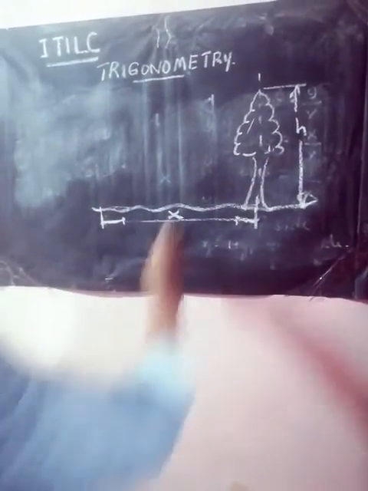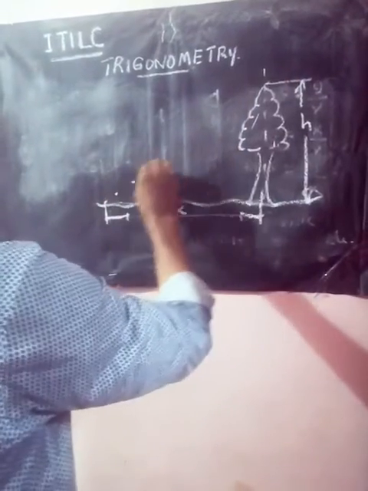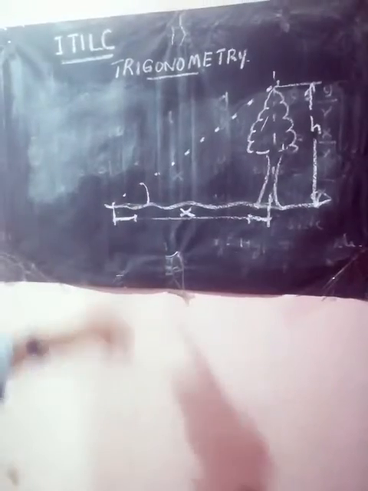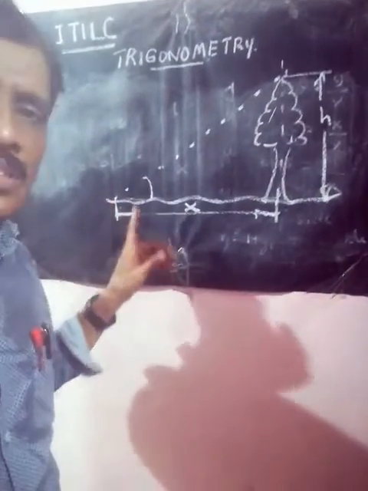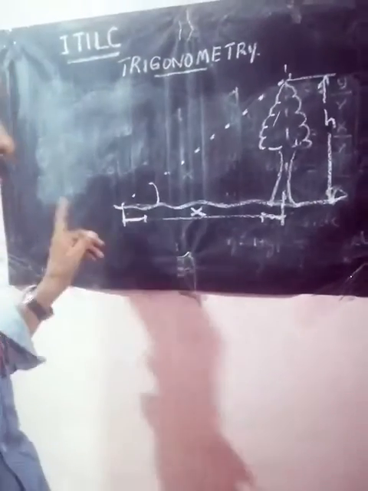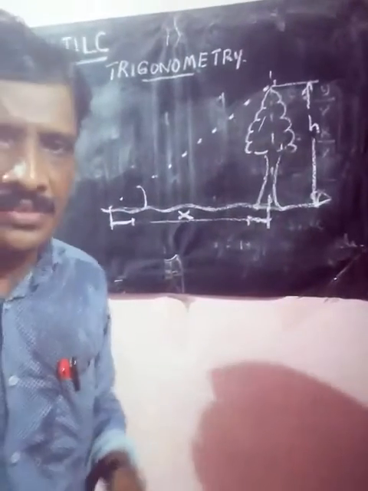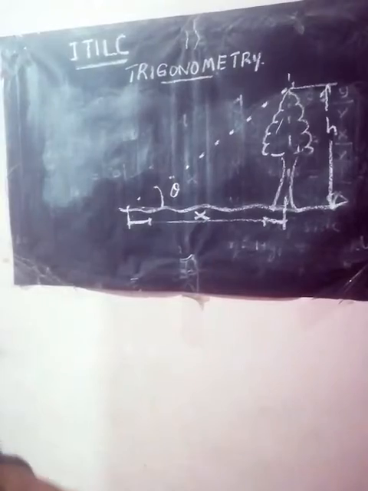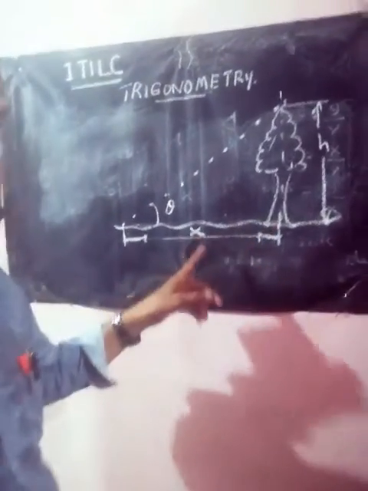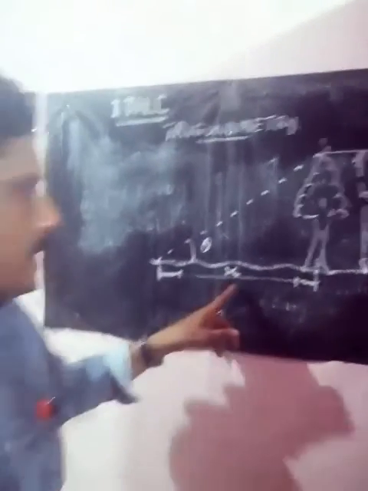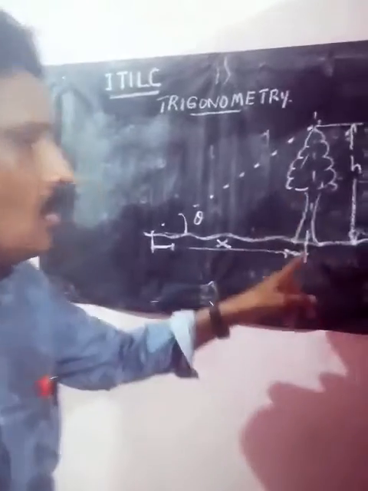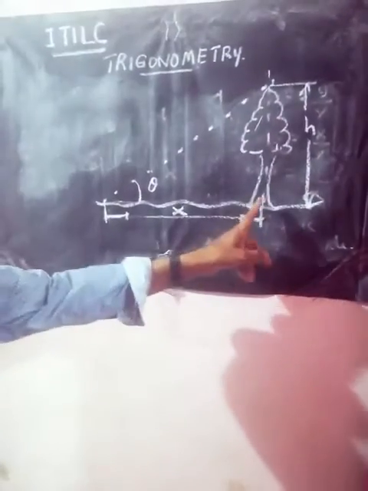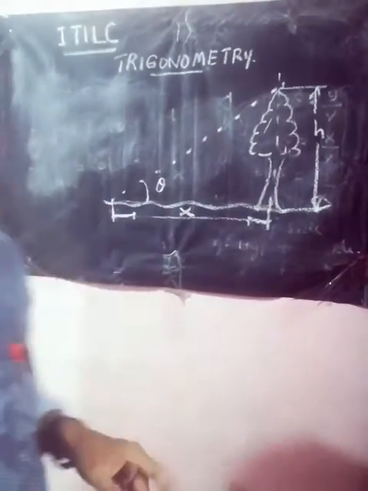Considering the angle of elevation, what do you mean by the angle of elevation? Angle of elevation means the angle measured from the ground to the tip of the tree. That is called the angle of elevation. That becomes theta. The known value is x, the adjacent side, that means how much distance we have walked from the foot of the tree to the point of observation.